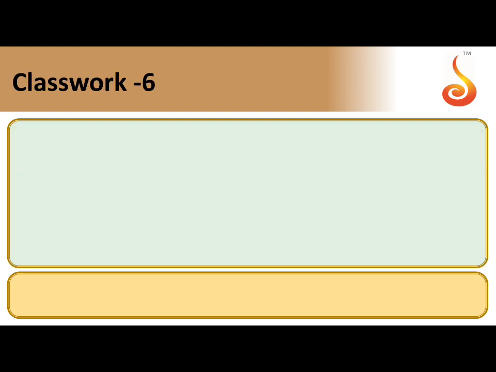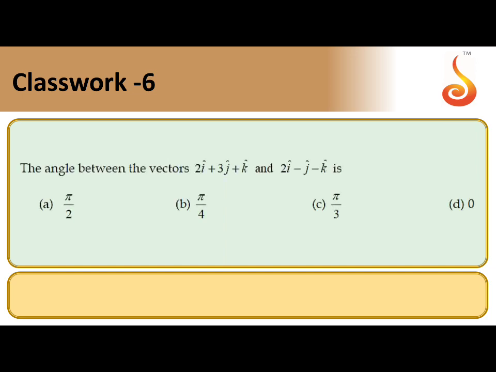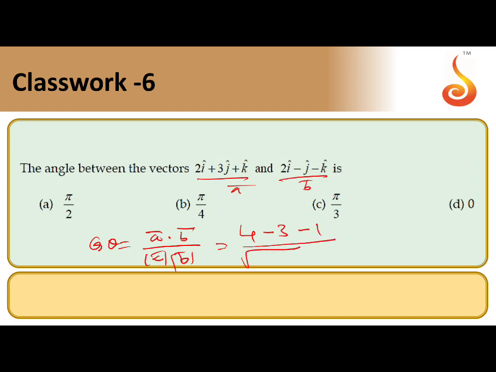Next question. Check the answer. The angle between two vectors. Let us take this as A bar and this as B bar. We have the formula cos theta equal to A dot B by modulus A into modulus B. What is A dot B? 2 into 2, 4, minus 3, minus 1, the whole divided by magnitude of A, 4 plus 9 plus 1, and magnitude of B, 4 plus 1 plus 1, that is 2 square plus 3 square plus 1 square, 2 square plus 1 square plus 1 square.